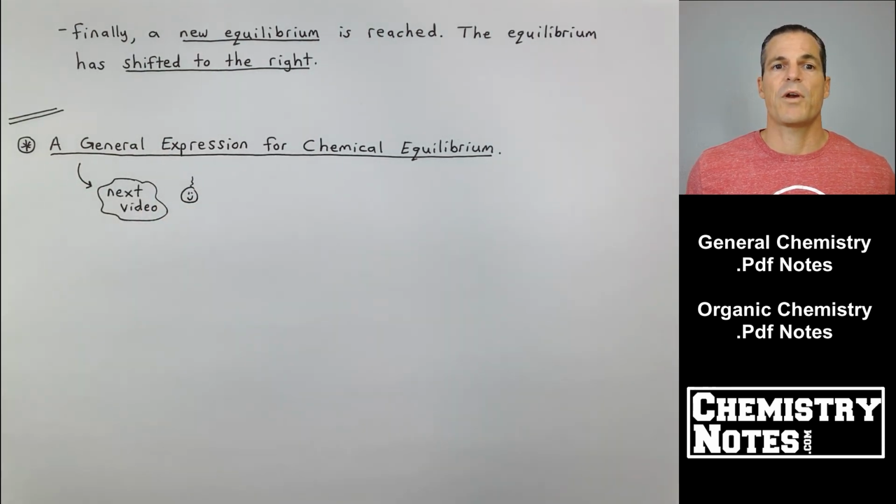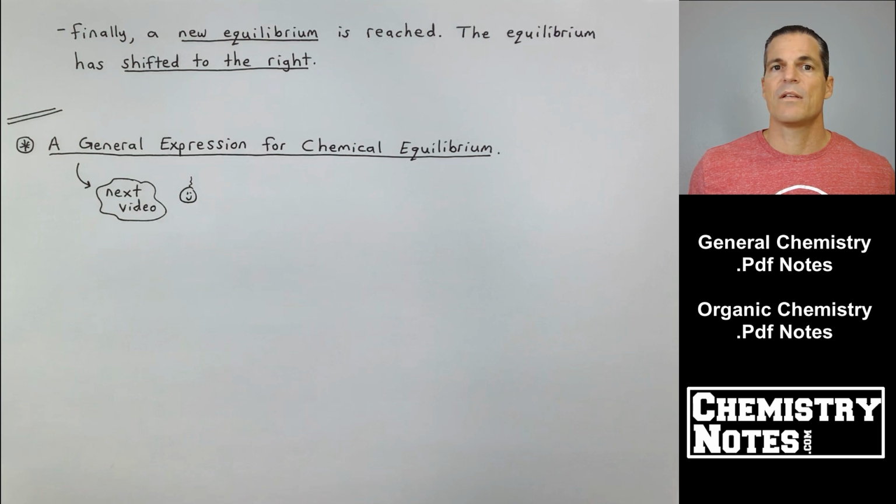A general expression for chemical equilibrium. There is an expression we can write, and there is something called capital K, the equilibrium constant. We're going to get all into that right now in section 13, video number 2. So stick around for that.